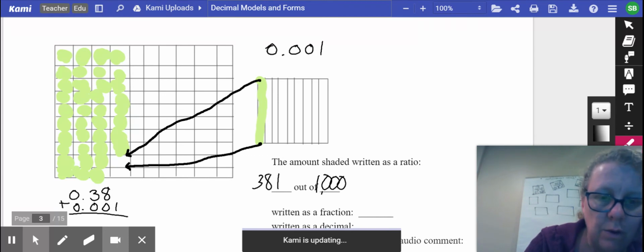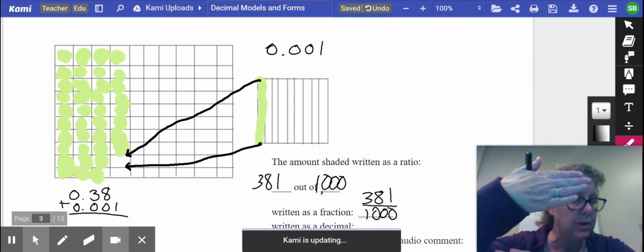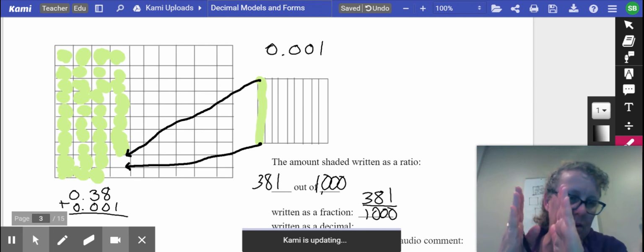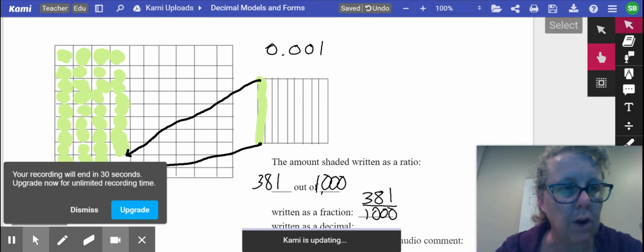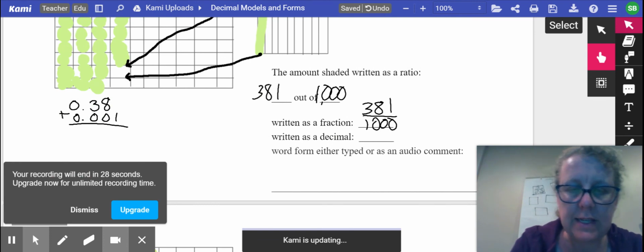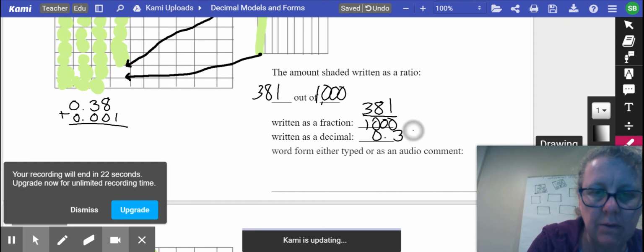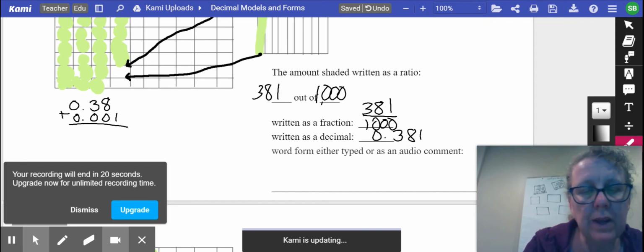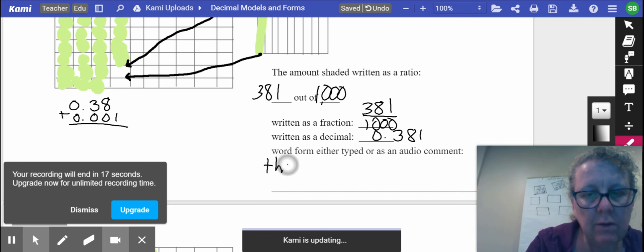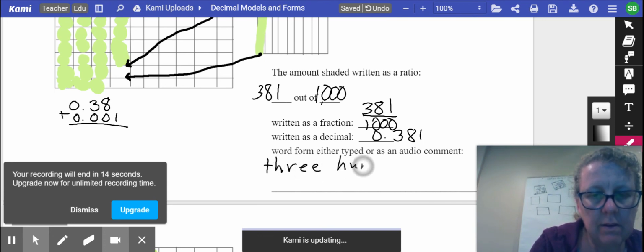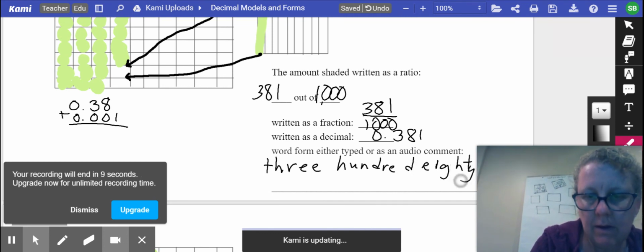This fraction would be 381 over 1,000. Okay, and that time I wrote my fraction with the two numbers stacked right up on top of each other instead of written next to each other. It's whatever you prefer. As a decimal, that'll be 0.381. And how we would read that would be 381 thousandths.